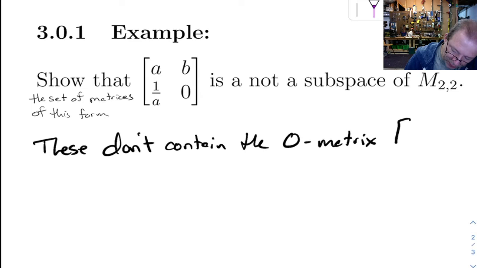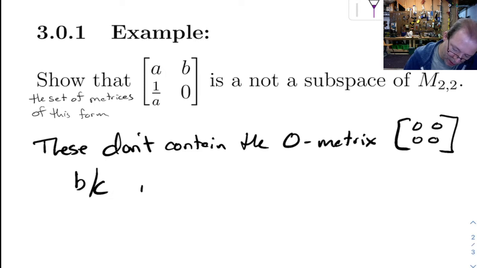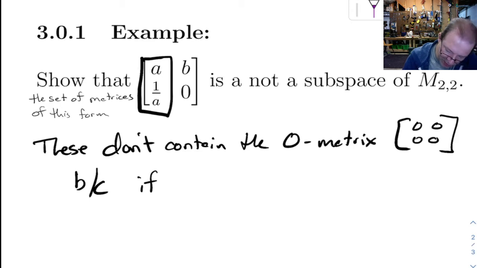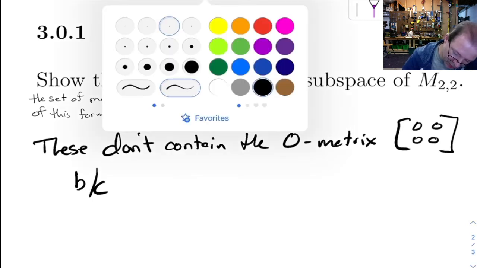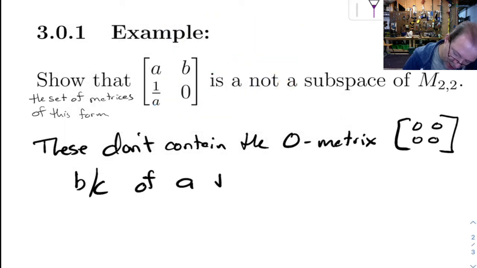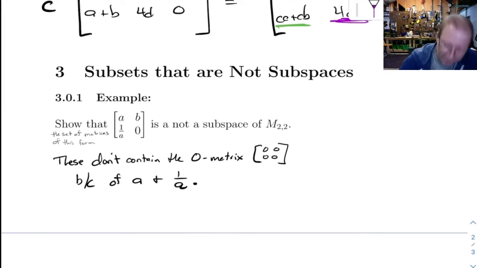Or the zero vector, whatever you want to call it. It doesn't contain this because, well, the problem is right here. Because this contains A and 1 over A. So if A is 0, then this is going to be undefined. And if this is 0, then A is going to be undefined. So because of A and 1 over A, really, that's all we've got to do there.